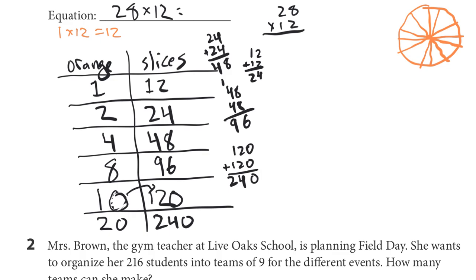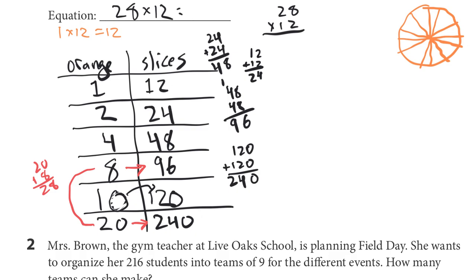How do I know? Well, if I'm trying to make 28 oranges to figure out how many slices I have, I have 20. I also have 8, which means if I were to add 20 plus 8, I would have 28. So then on the other side, I just need to add the same numbers. So 8 corresponds to 96. 20 times 12 is 240. So if I add 96 plus 240, I will have the answer.